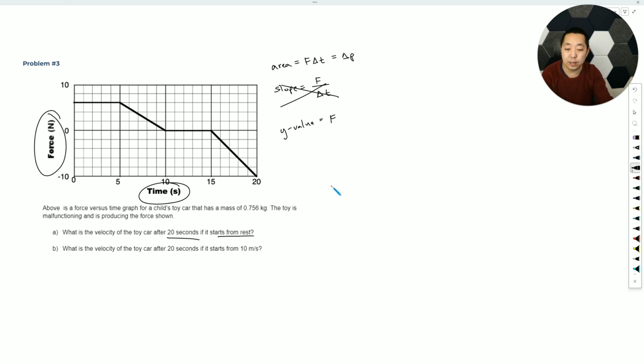Let's think about this equation again. This is really the key part of what we're going to be doing when it comes to momentum analysis. So instead of calculating this, we're going to calculate this part, the F delta t, by doing the area. The area is the area under the graph from 0 to 20 seconds. So that's the area here. We're just going to split it up into maybe a triangle and rectangles.